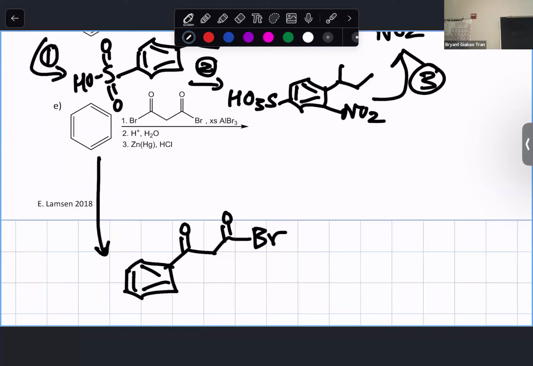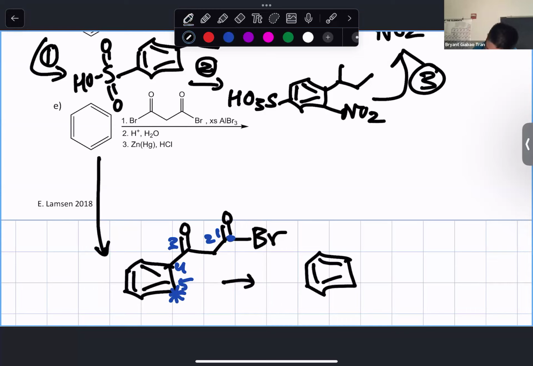So we do another Friedel-Crafts acylation, but this time intramolecular. So let's say this is carbon 1, 2, 3, 4, and we're gonna make a 5-membered ring where this is the nucleophile, this is our electrophile, and that's gonna give us this 5-membered ring, the carbonyl there, carbonyl here. Where this is the star, this is the dot. 1, 2, 3, 4, 5.